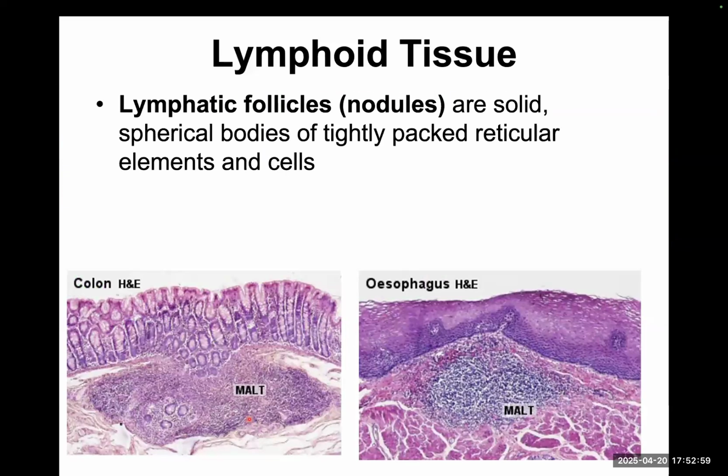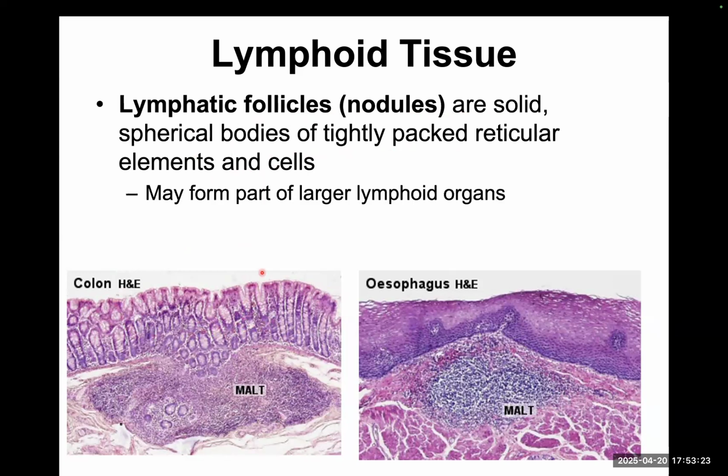So here, instead of being diffused, they're going to be centralized, now concentrated a bit. So you can see that here. And these are called follicles and nodules. So lymphatic follicles or nodules are solid spherical bodies, tightly packed reticular elements and cells. So that's that.